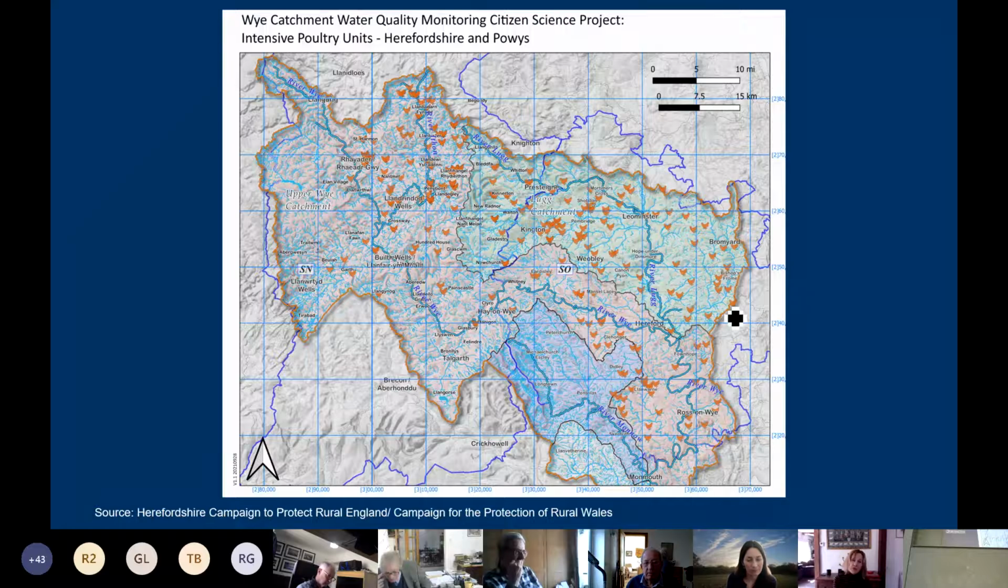This map is produced by CPRE and CPRW, and it gives you an idea of the problem with poultry manure pollution in the catchment. Each one of those chickens on there represents the location of intensive poultry units. That's not one poultry unit each one. Some of those will have up to 16 poultry units on the site, although to be fair, most of them will be 2 to 4 units, and in Wales more commonly you'll find single poultry units. Next slide, please.